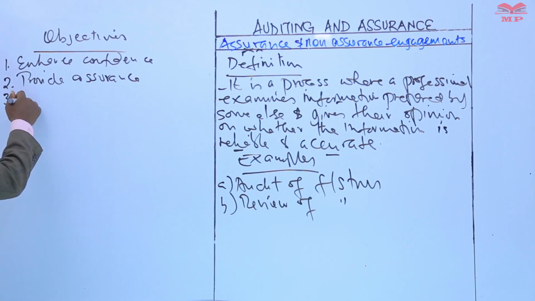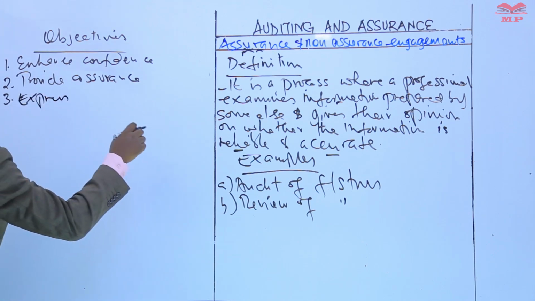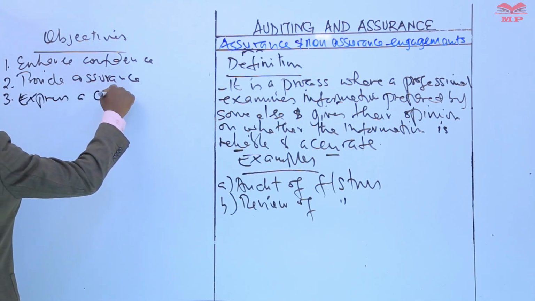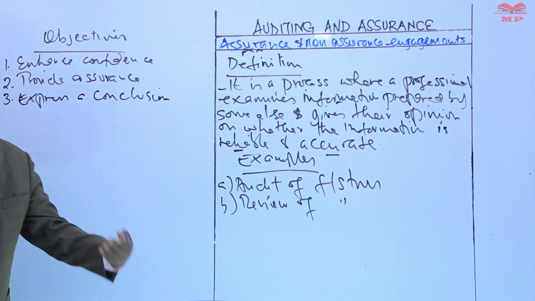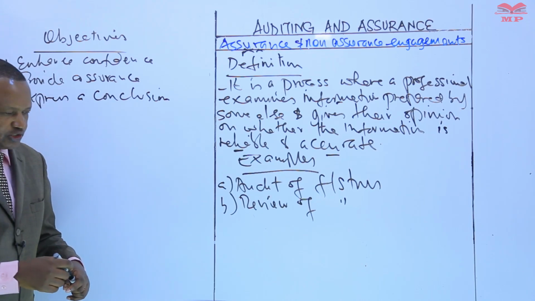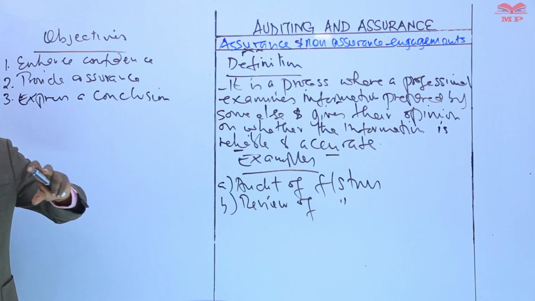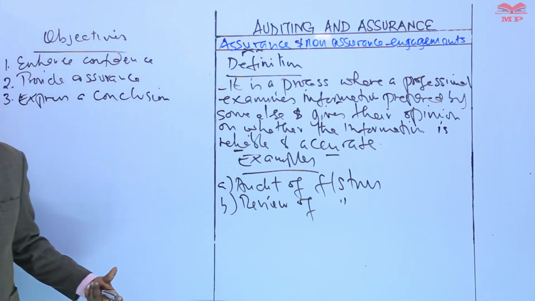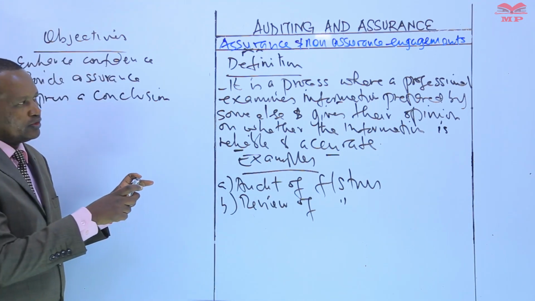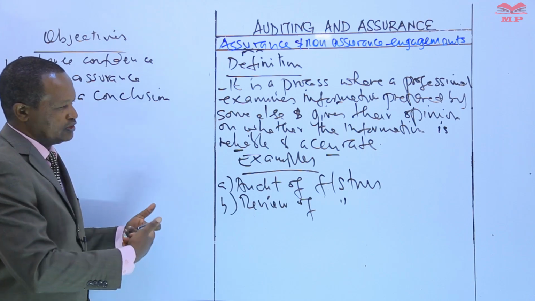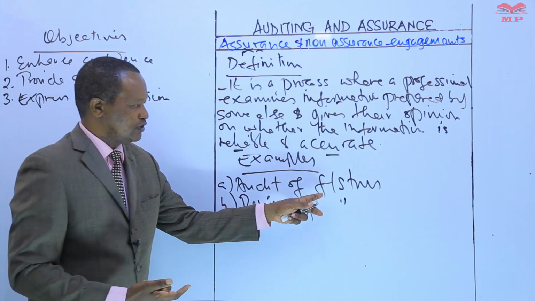Three, express. The third objective is to express a conclusion. The objective of an assurance engagement is to express a conclusion. That means to issue a formal opinion on whether the subject matter conforms in all material respects. Now, when I refer to subject matter, I mean the records that are being audited. I've given an example of financial statements.